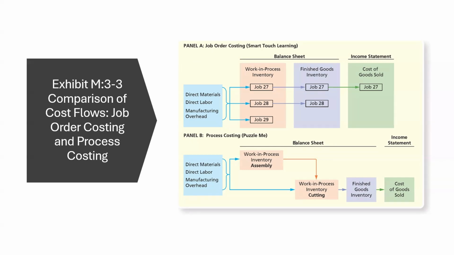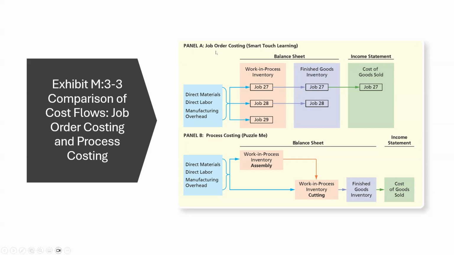And in panel B that you see below, it outlines the cost flow in a process costing system. Now, costs move through the work in process inventory assembly account to the work in process inventory cutting account before being transferred to finished goods inventory.